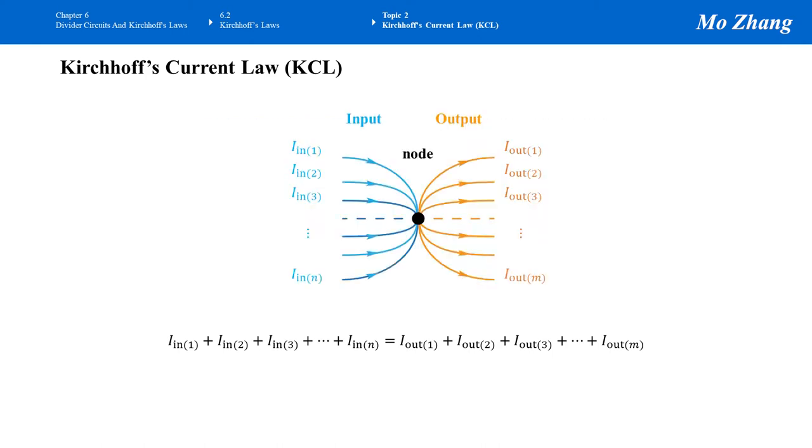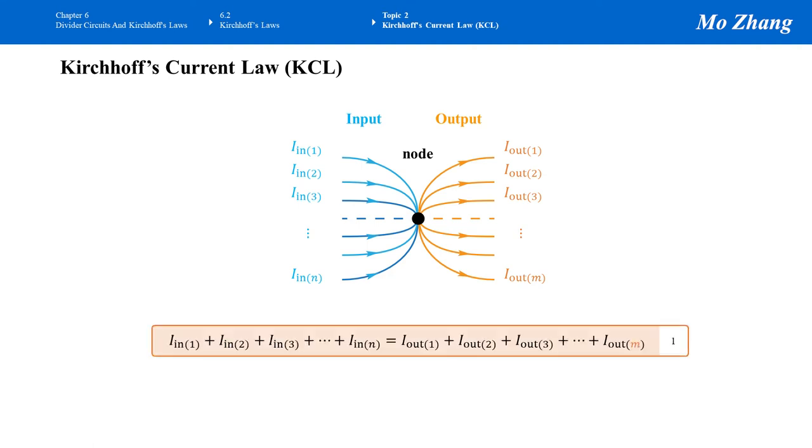So let's use a different picture to describe the same thing, the Kirchhoff current law. Here, the blue branches indicate these are the input branches. Those wires bring the current into the node, and the orange wires mean the current coming out from those branches. The total current entering the node should be the same amount of current leaving the same node. And as you can see, we have the same expression here.